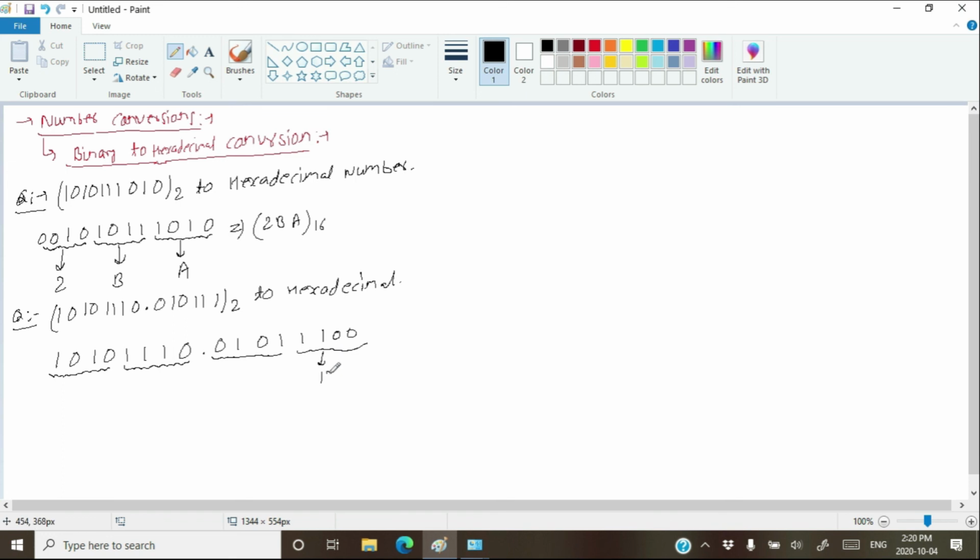This is 12. 12 means 10, 11, 12, that is A, B, C. 12 means C. This is 5. This is 14. 14 means 10, 11, 12, 13, 14: A, B, C, D, E. 14 means E. And this is 10. 10 means A. So you can write this number as AE.5C in hexadecimal.